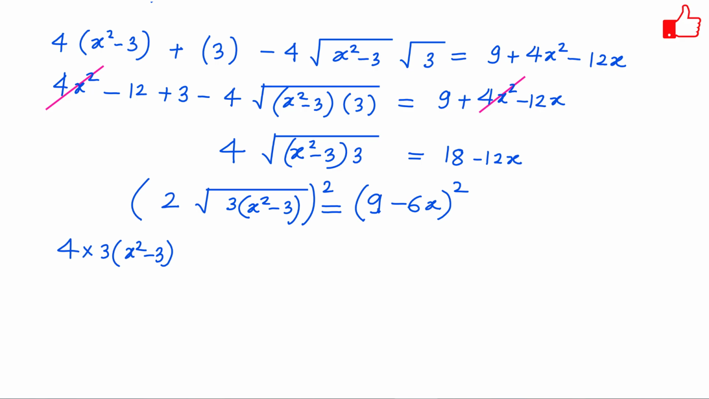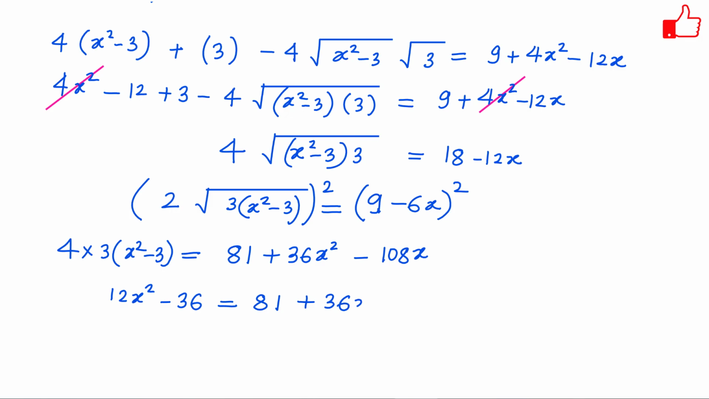And this is equal to 9 square is 81, and this is 36x square and minus 108x. So, on further simplification I can write this is 12x square minus 36 is equal to 81 plus 36x square minus 108x. Now, let us take everything to one side.